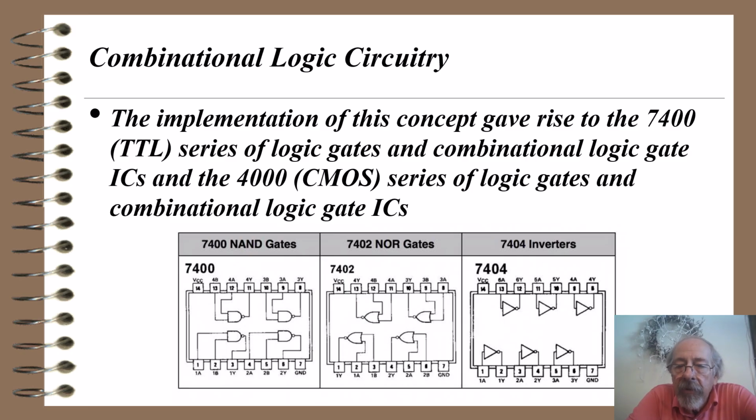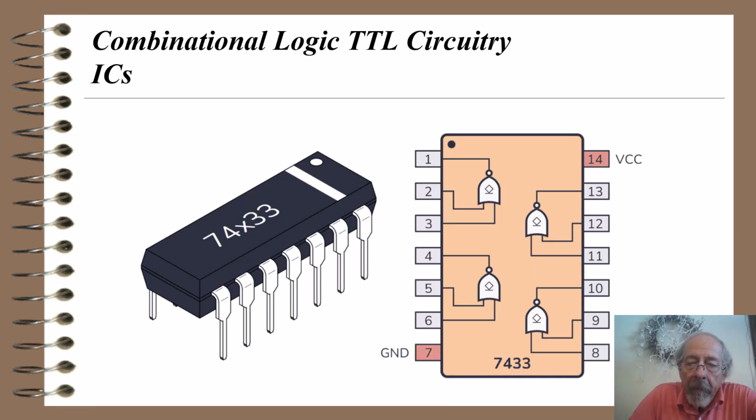back many years ago, they gave rise to the 7400, which is a TTL series of logic gates and combinational logic gate ICs, and the 4000, which is the CMOS series of logic gates and combinational logic gate ICs. So here you see a 7400, it's called a NAND gate, and it turns out it's a DIP chip, which we'll see in a second, and it had 4 NAND gates in there. A 7402 had 4 NOR gates inside of it. A 7404 had 6 inverters.